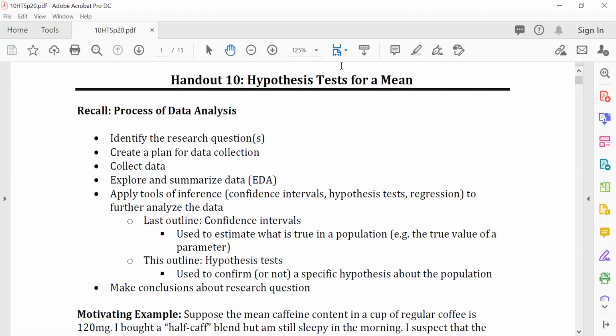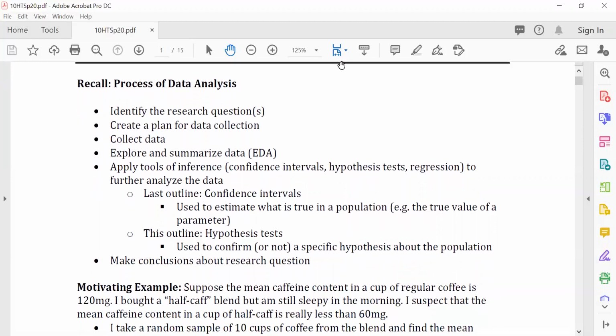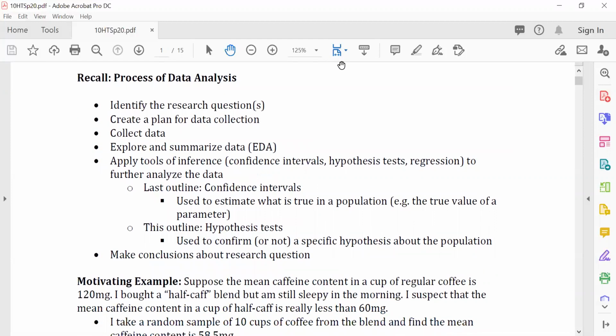Then we talked about some basic summarization of data using tables and graphs. Then the next is applying tools of inference. In the last outline, we talked about confidence intervals, right? Confidence intervals use an interval estimation of the population parameter. That is, we are giving the population parameter a range for its estimation instead of just one single point.